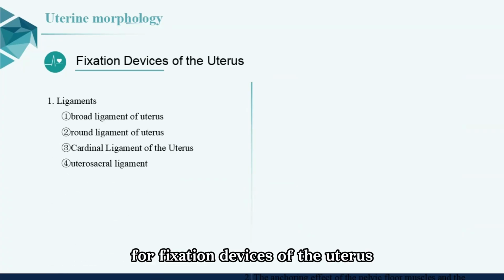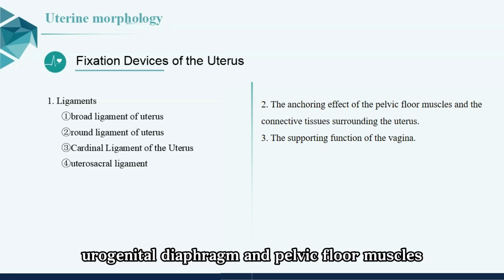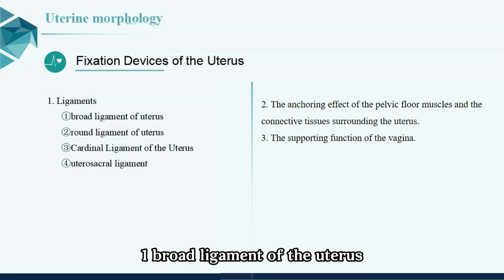4. Fixation devices of the uterus. The uterus maintains its normal position through ligaments, the vagina, urogenital diaphragm, and pelvic floor muscles. 1. Broad ligament of the uterus.